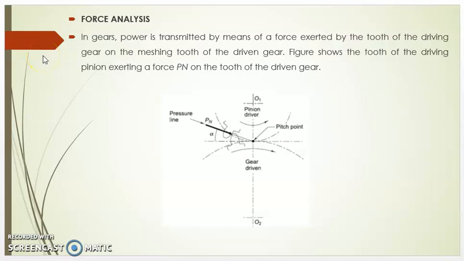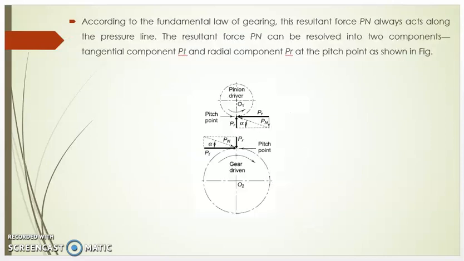In gears, power is transmitted by means of a force exerted by the tooth of the driving gear on the meshing tooth of the driven gear. Figure shows the tooth of the driving pinion exerting a force Pn on the tooth of the driven gear. According to the fundamental law of gearing, the resultant force Pn always acts along the pressure line. The resultant force Pn can be resolved into two components, tangential component Pt and radial component Pr at the pitch point as shown in figure.